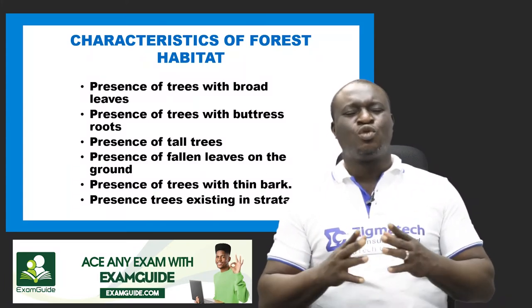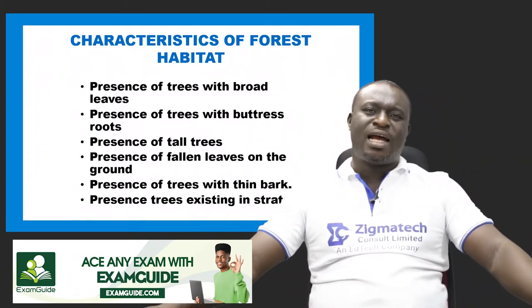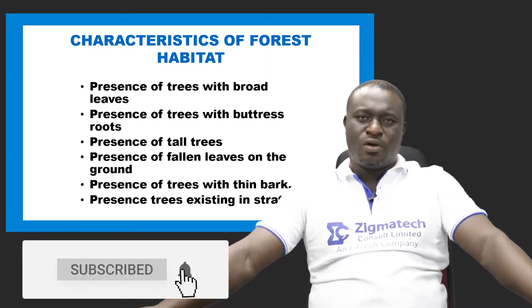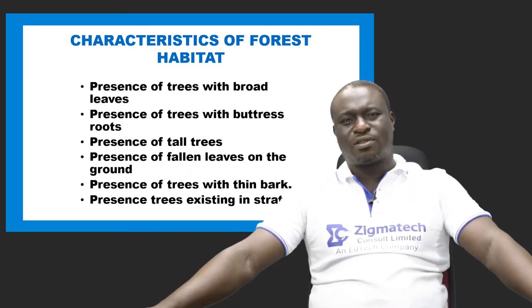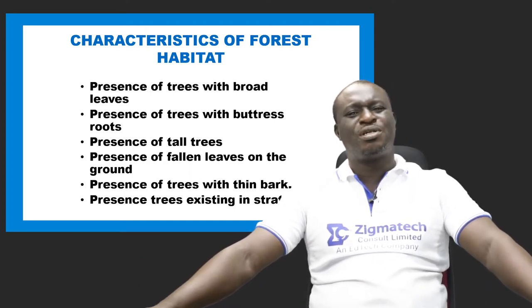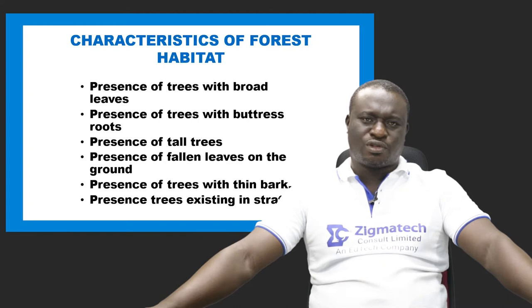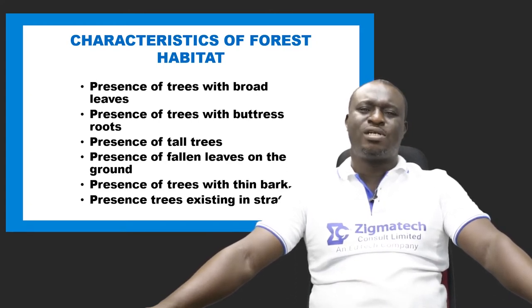Presence of trees with broad leaves. You see trees with broad leaves, and also in some cases you see falling leaves on the place. We also have presence of trees with buttress roots. You see the roots spreading out. Buttress roots.